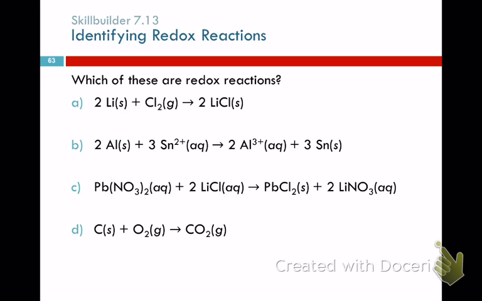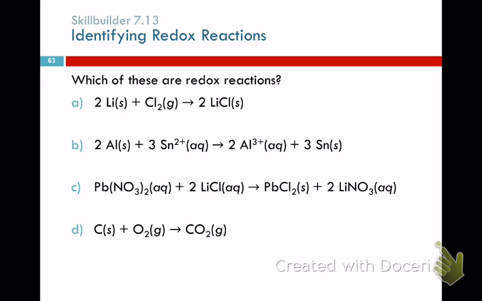Now, what about this one? What's the charge there? 0, right? It's just an element by itself. 0. Element by itself, 0. What's it here? +1, -1, redox reaction. Okay, everybody wants to call this a redox, so let's see.